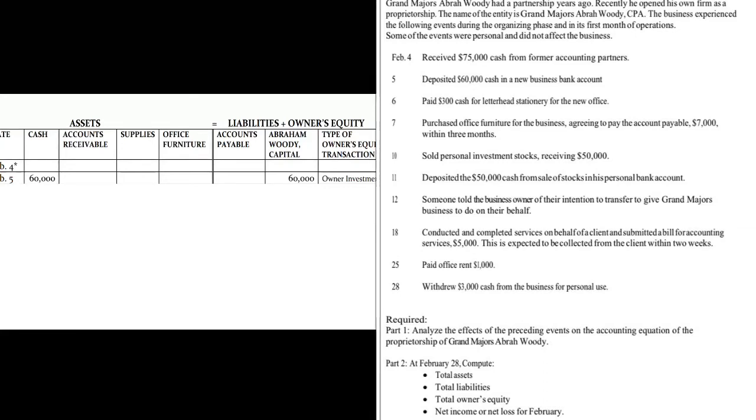So let's continue. On February 6th, we paid $300 cash for letterhead stationery for the new office. Letterhead stationery sounds like something permanent that you're going to always have for this business, so this is going to be some form of asset. And it said we paid cash, so our cash, an asset, is decreasing, but we also bought another asset, letterhead stationery. This is supplies for the business. So cash is decreasing, my bad, and our supplies are increasing.